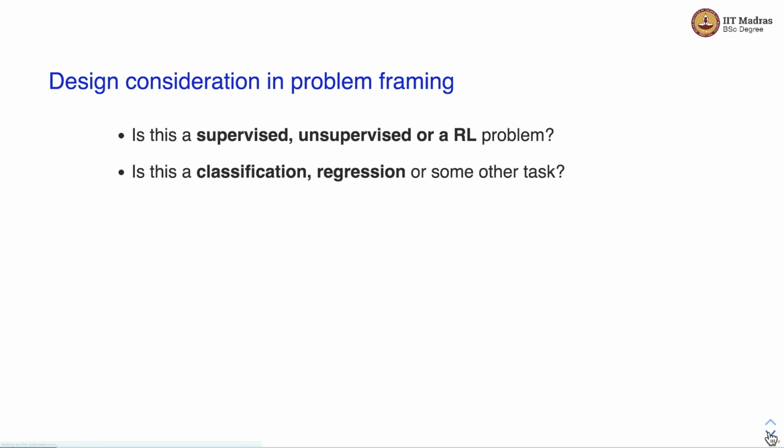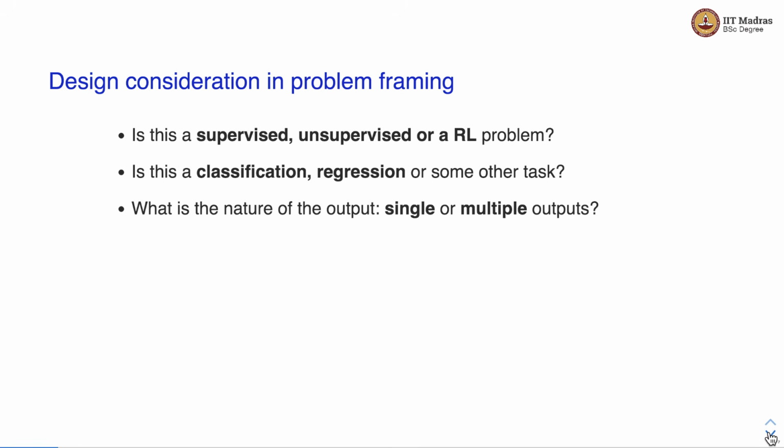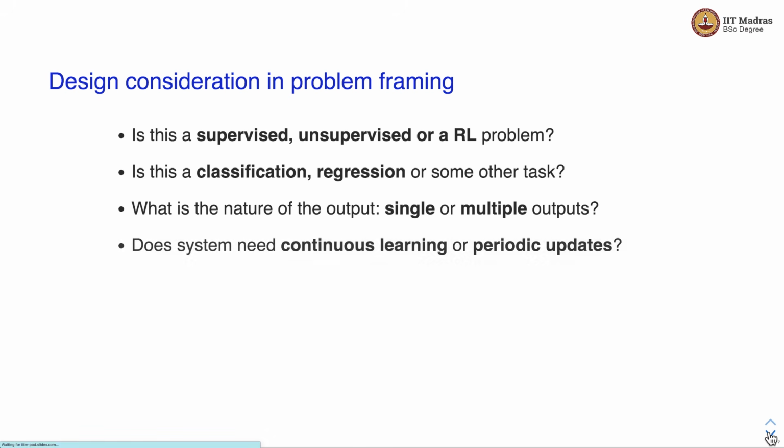Let's look at some of the design considerations in problem framing. We need to figure out whether the problem is a supervised learning problem, an unsupervised learning problem, or a reinforcement learning problem. You are aware of supervised and unsupervised learning problems from the machine learning techniques course. So as part of a supervised learning task, whether it's a classification or regression task or some other task, what is the nature of the output? Whether there is a single output or multiple outputs that are expected from the machine learning system. Does the system need to learn continuously, or are periodic updates sufficient?